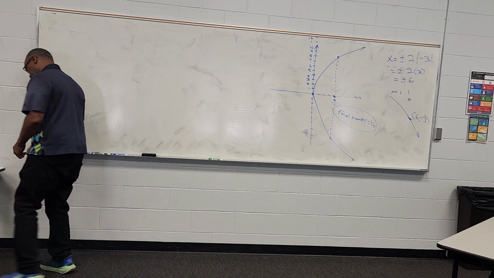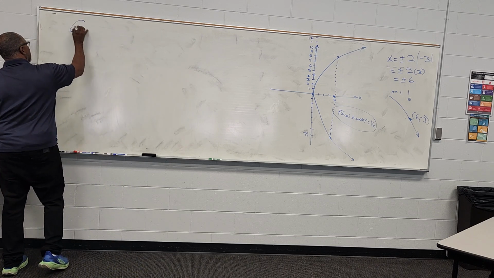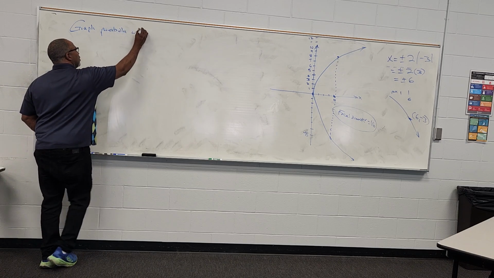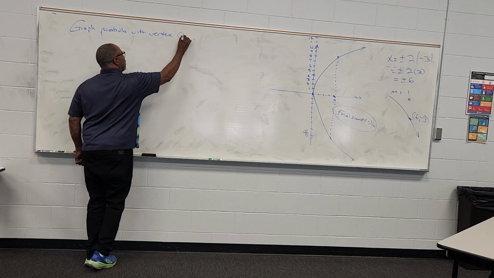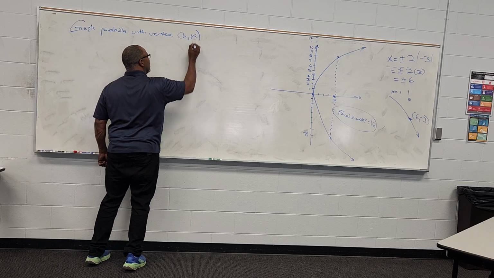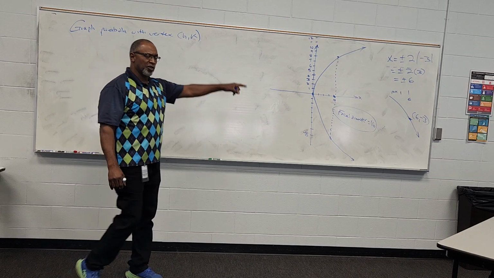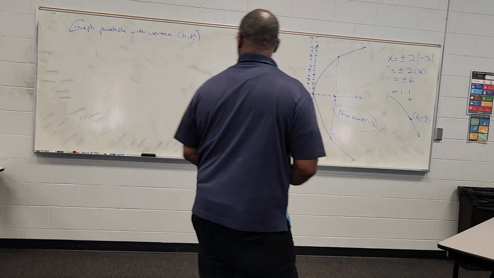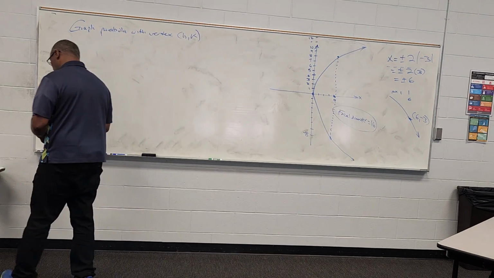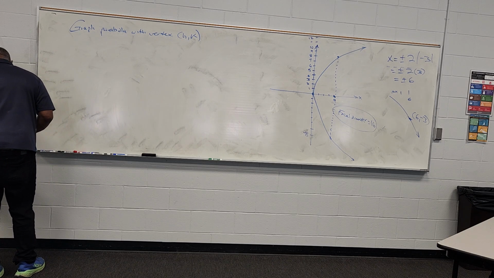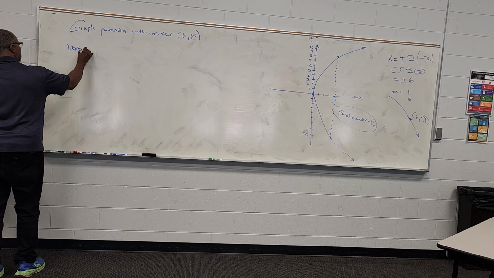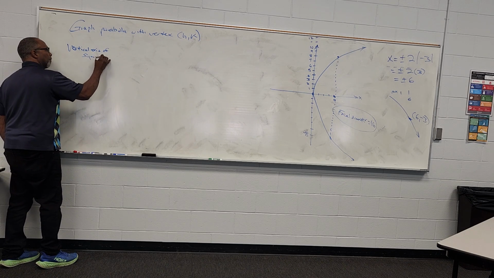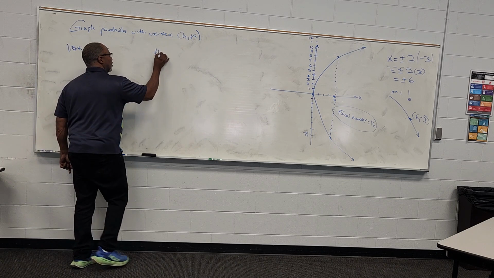All right. The next thing is to graph a parabola with vertex h comma k. Parabolas don't have to have a vertex at the origin. The vertex for a parabola can be any point in the plane. So if you want to graph a parabola with vertex h comma k, again, there are 2 cases. You could have a vertical axis of symmetry, or you could have a horizontal axis of symmetry.